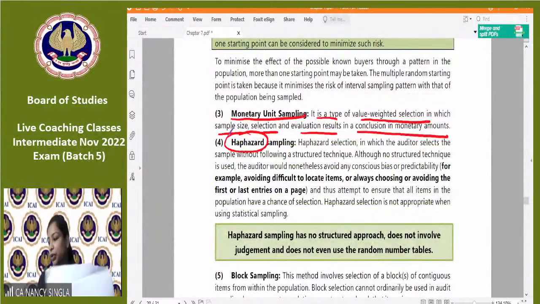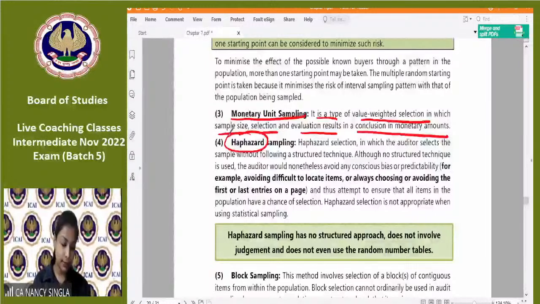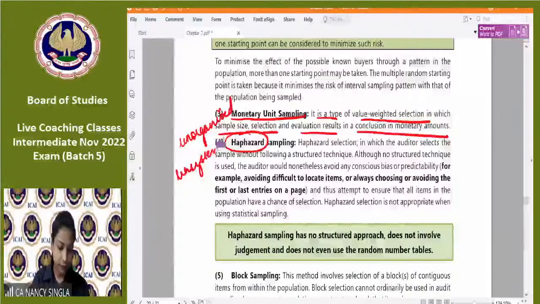Quickly send in your reply. What is meant by haphazard? Quickly send in your replies. I'll complete these 2 methods, then we will take a break. So haphazard is what? Unorganized. Unsystematic. Which is not well defined.